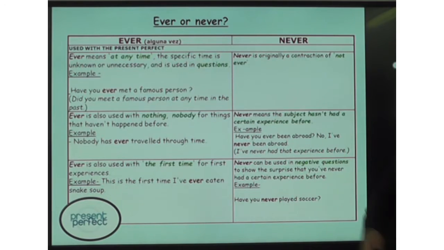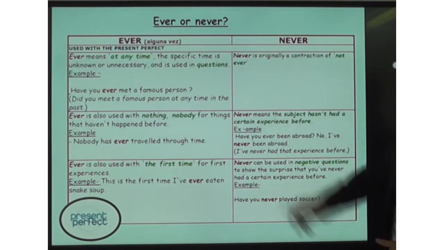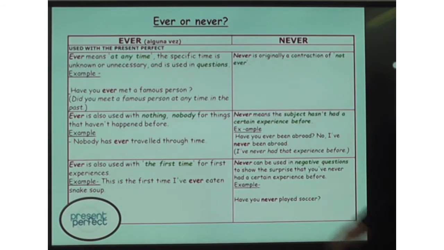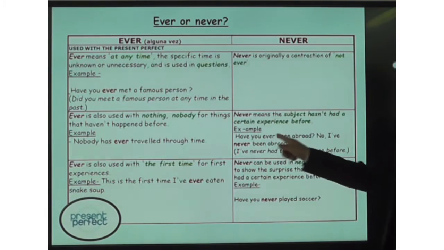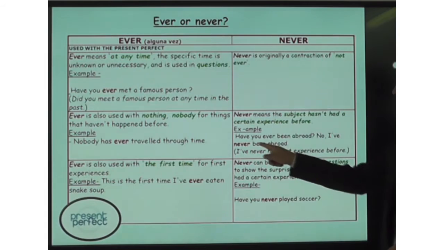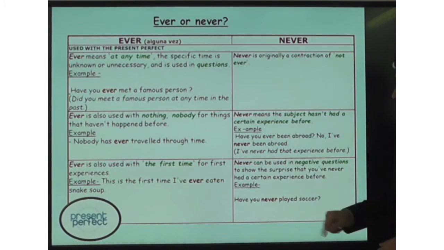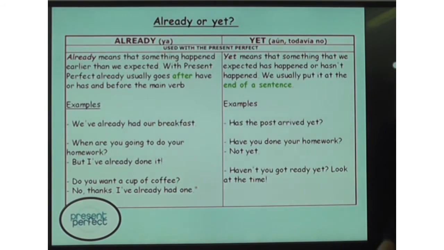Never. So I'm going to tell you about never. Never is a contraction of not ever. Never means the subject hasn't had a certain experience before. For example, have you ever been abroad? No, I've never been abroad. I've never had that experience before. Never can be used in negative questions to show surprise that you've never had a certain experience before. For example, have you never played soccer? No, I haven't. I have never.